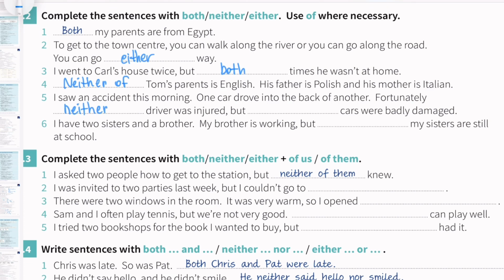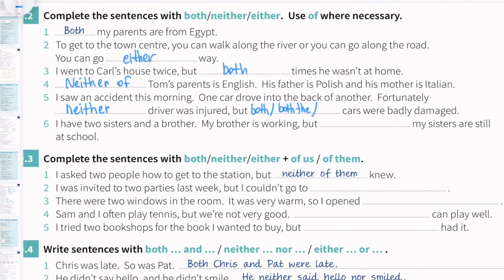Neither. But both cars were badly damaged. So in this case, we can use both, or you can use both the cars. There are so many options here. Both the cars, or you can use both of the cars. It depends. It's flexible in this question.